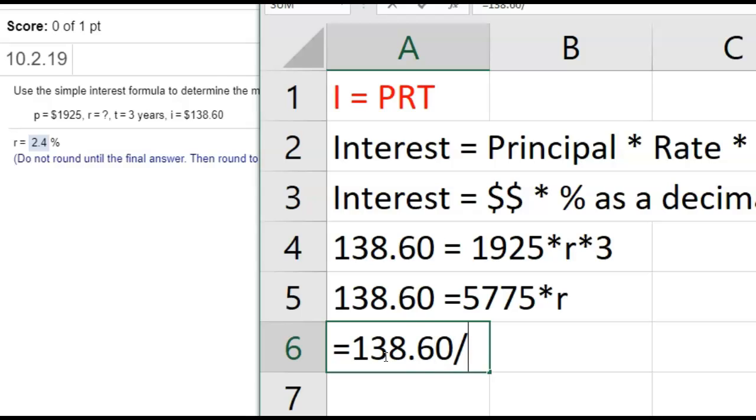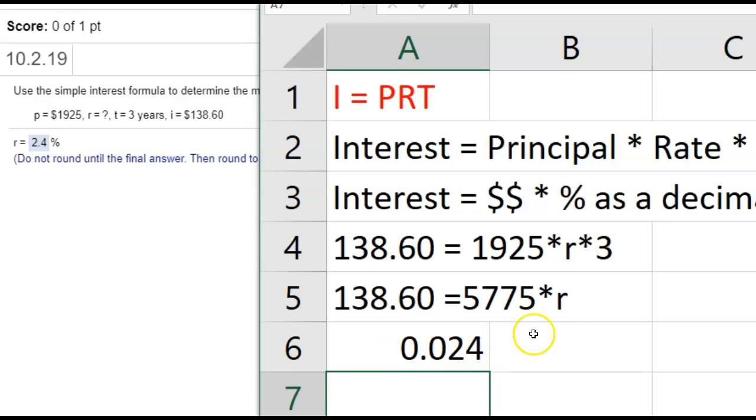138.6 divided by 5,775. I do that, I get the interest rate as a decimal. In the formula, the percentage is always written as a decimal. So to convert our interest rate to a percent, and notice there's a percent sign next to the answer box, slide the decimal 2 spots to the right, it's 2.4%.